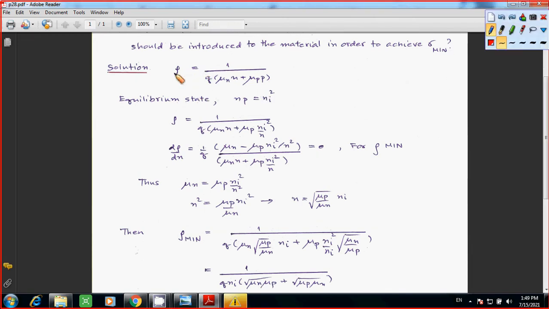Well, from the book, you can find the resistivity rho is equal to 1 over q times (mu n n plus mu p p), where q is the electron charge, mu n the electron mobility, and n the electron concentration. Also at the equilibrium state, np gives you ni squared. So by plugging in p equal to ni squared over n, you have the resistivity in terms of electron concentration and electron mobility, as well as the hole mobility.